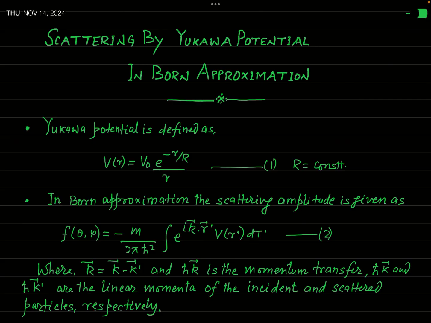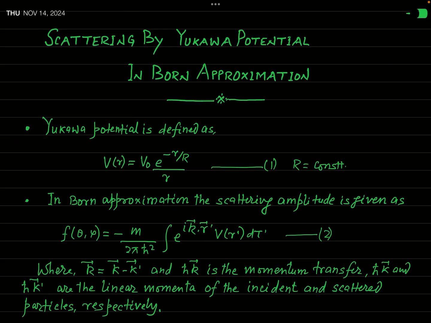So if a beam of particles is incident on a scattering center which provides Yukawa potential, what will be the differential scattering cross section and the total scattering cross section if we calculate these quantities in accordance with the Born approximation? That is our today's problem. A question in examination will be asked: discuss the scattering by Yukawa potential in Born approximation.